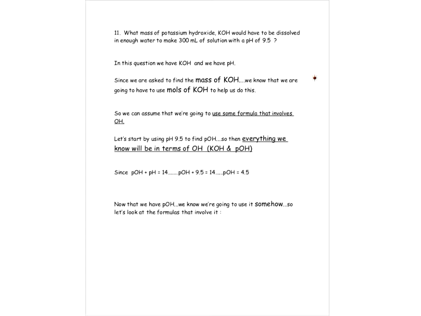Okay, so now that we have pOH, we know we're going to use it somehow, in some formula that involves pOH, because we know that we're not just going to convert to pOH without doing something with it. So we're going to look for some formula that involves pOH.